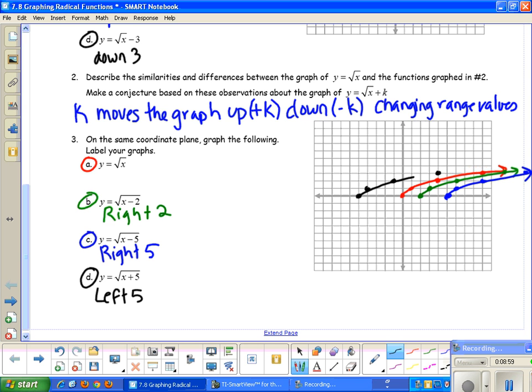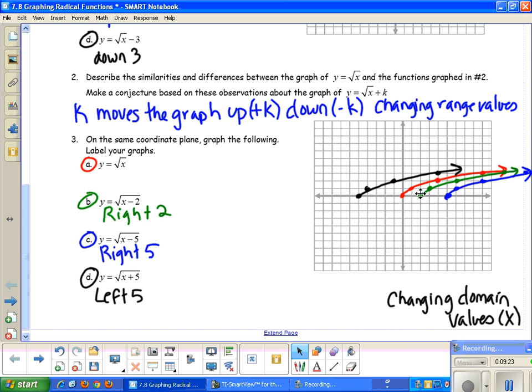And we get our graph. Now notice that we moved our graphs to the left or to the right. So in this case, the last one we were changing our range values. This one's changing the domain values. And remember, domain values are your x values. So when it's underneath the radical, it changes the x. When it's on the outside, it changes your y.